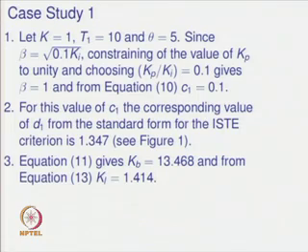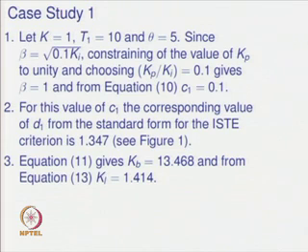Let us go to case study 1, where we consider an unstable first order plus dead time system with steady state gain K equal to 1, time constant T1 equal to 10 and time delay theta equal to 5. The normalized dead time theta upon T1 is 5 upon 10, equal to 0.5, which is less than 1. Therefore, there will be no difficulties in designing the controller GC2.